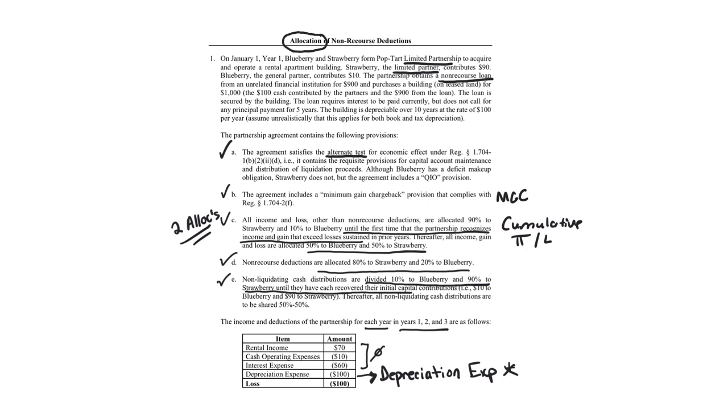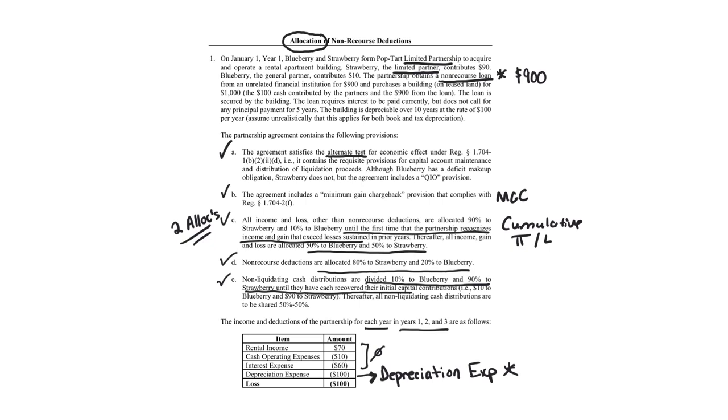Anytime you see a non-recourse liability on property that's attached, right here, the partnership obtains a non-recourse loan on a building. The non-recourse loan is $900. They take out $900 to acquire this building. Anytime you have a non-recourse liability where the building is attached and no one is responsible, you got to worry about two sets of regulations. You got to worry about the regulations for substantial economic effect under Reg 1.704-1, and you also have to worry about the regs for 1.704-2, non-recourse deductions.